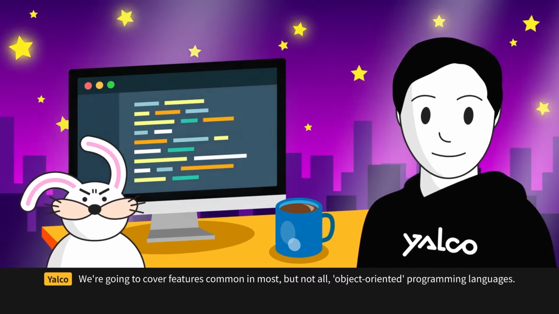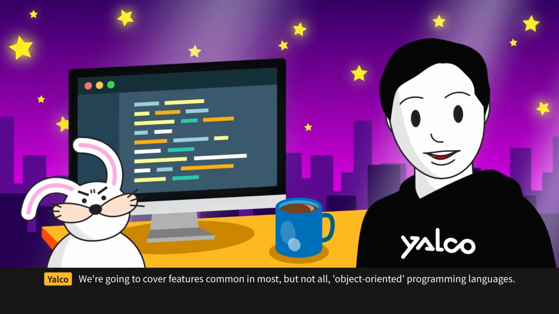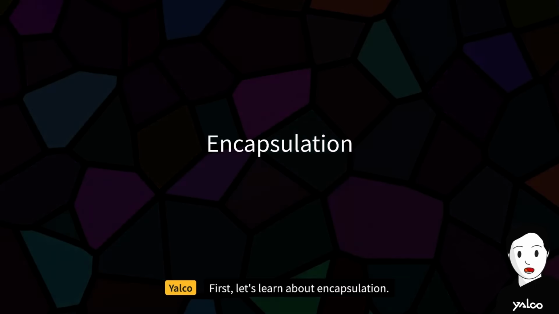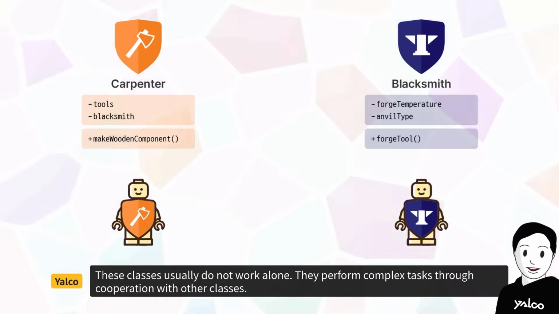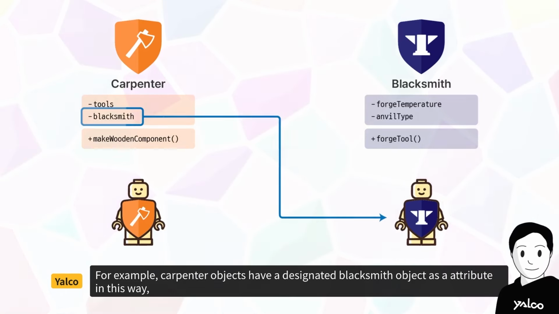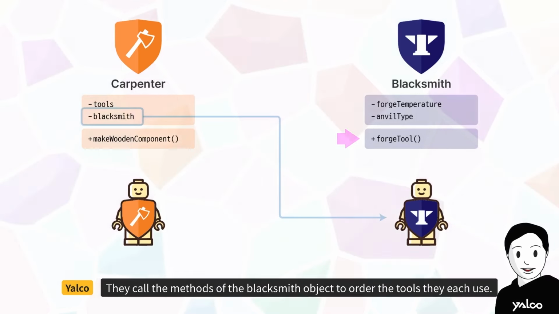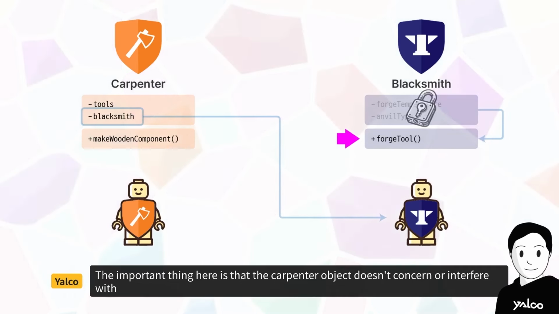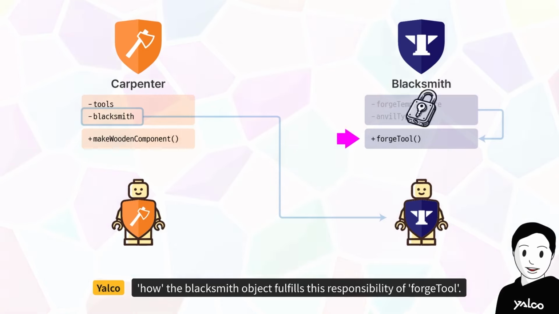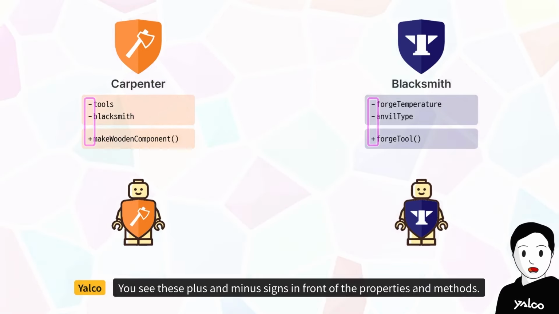We're going to cover features common in most, but not all, object-oriented programming languages. First, let's learn about encapsulation. These classes usually do not work alone. They perform complex tasks through cooperation with other classes. For example, carpenter objects have a designated blacksmith object as an attribute in this way. They call the methods of the blacksmith object to order the tools they each use. The important thing here is that the carpenter object doesn't concern or interfere with how the blacksmith object fulfills this responsibility of forge tool.